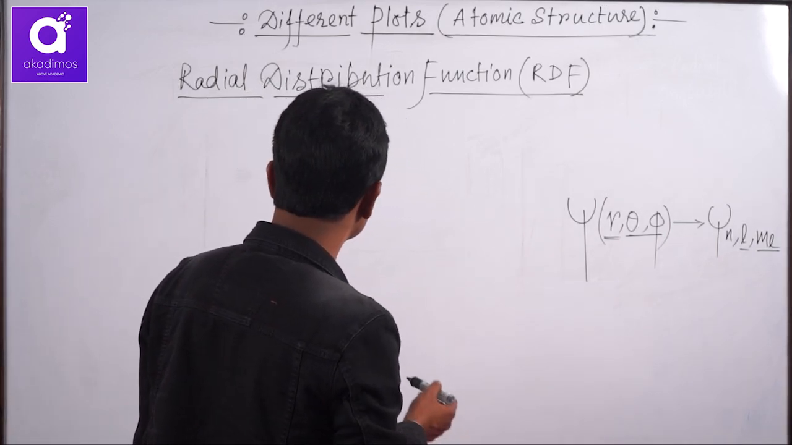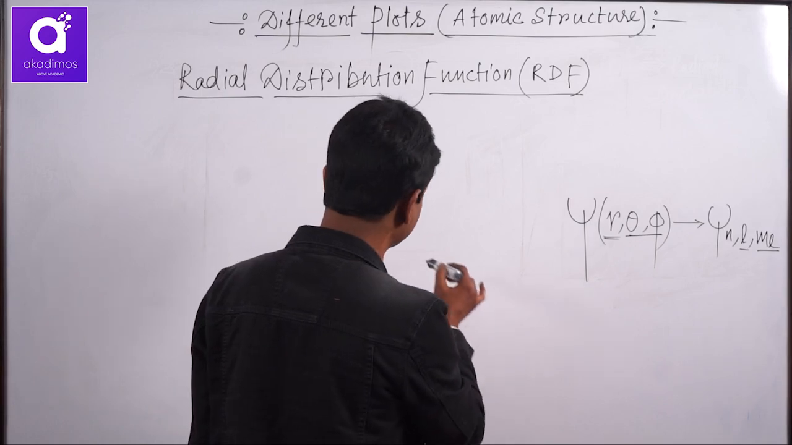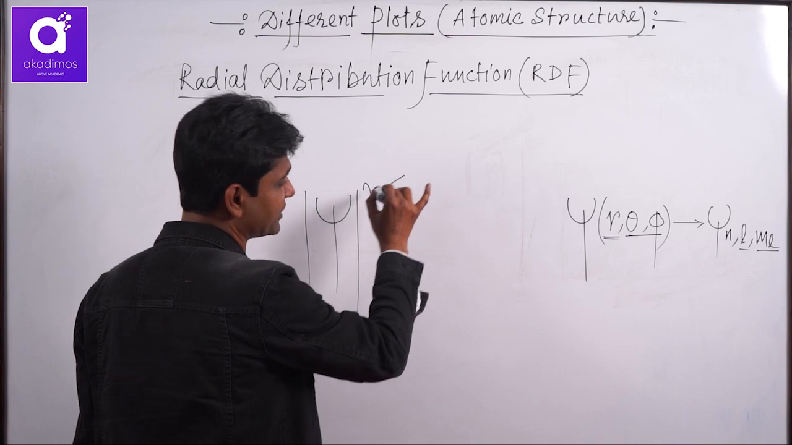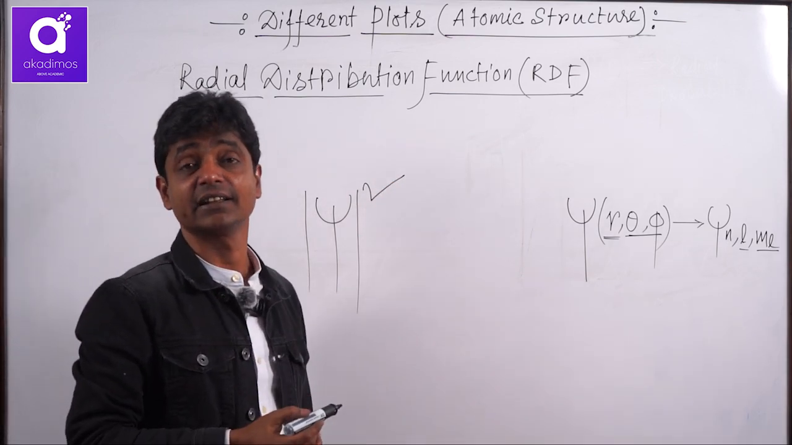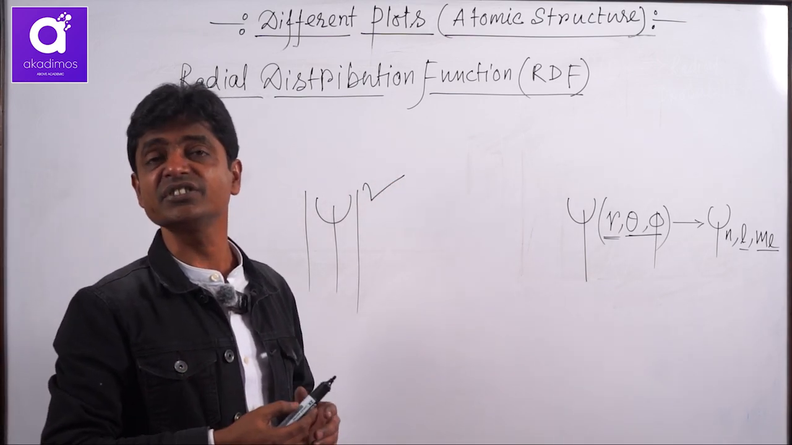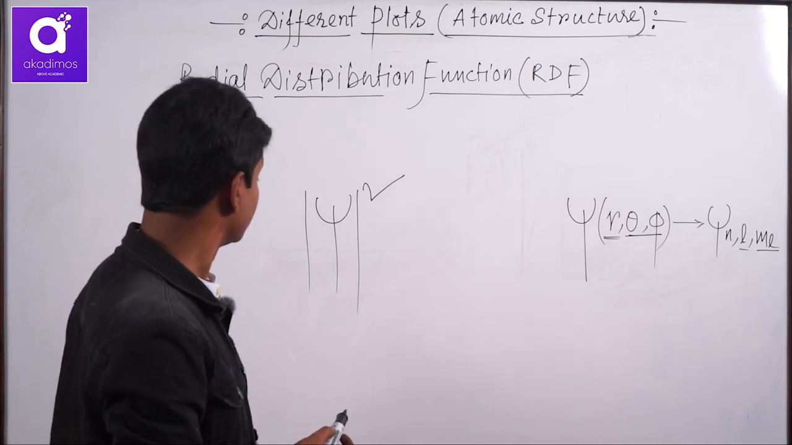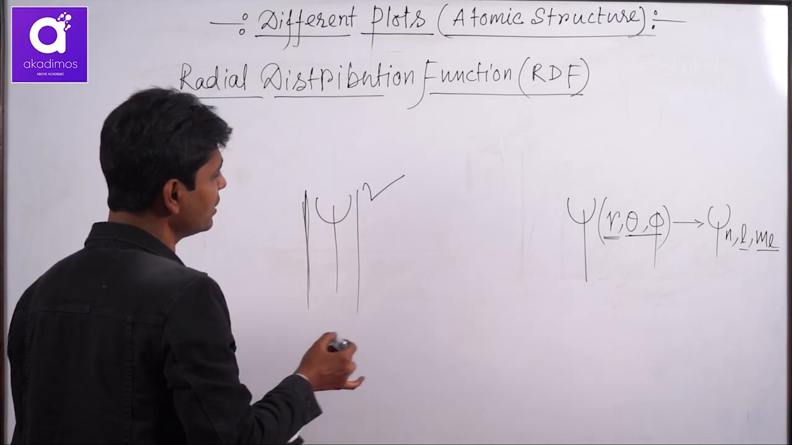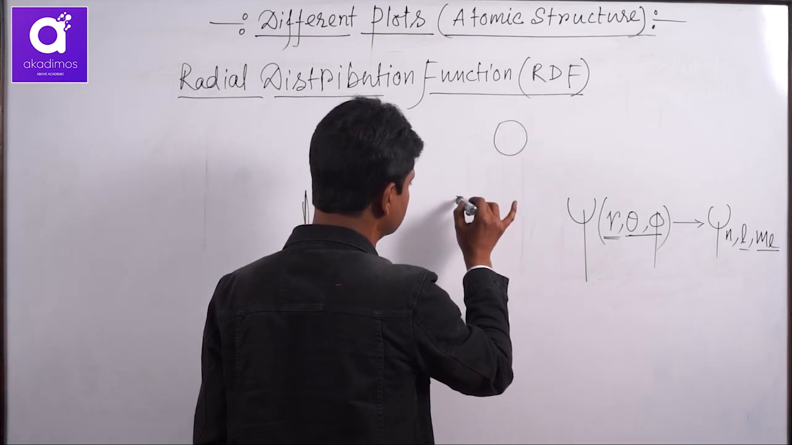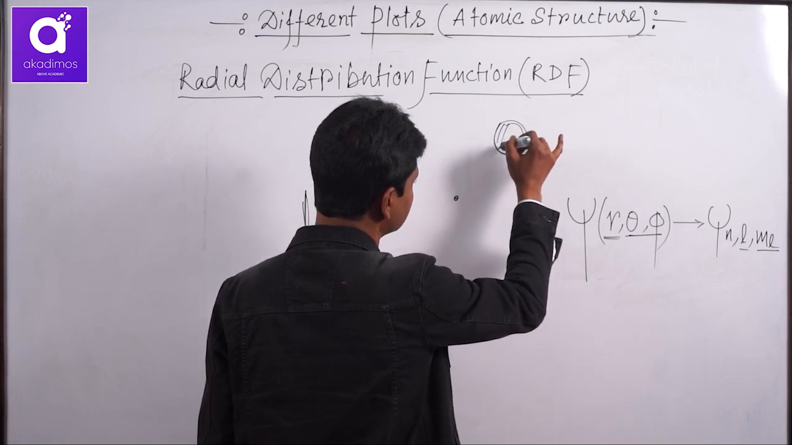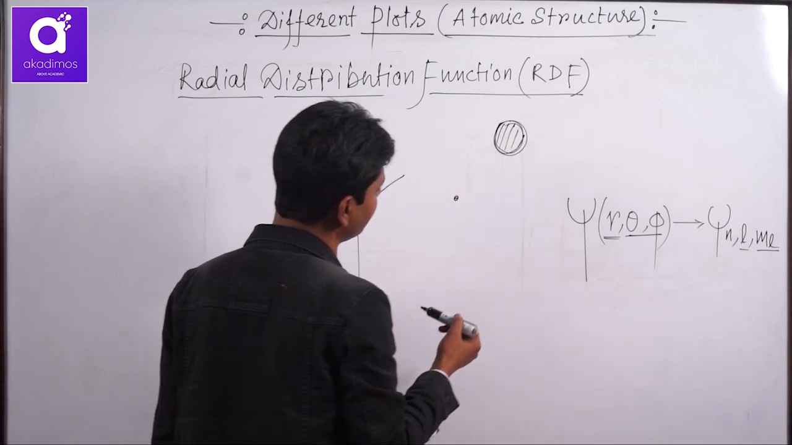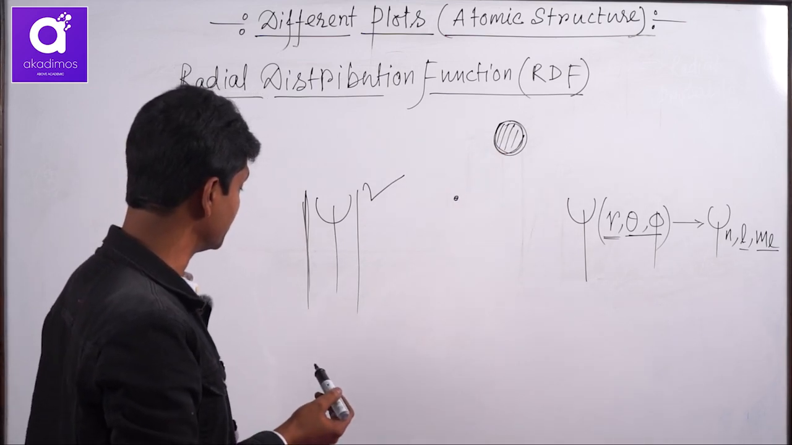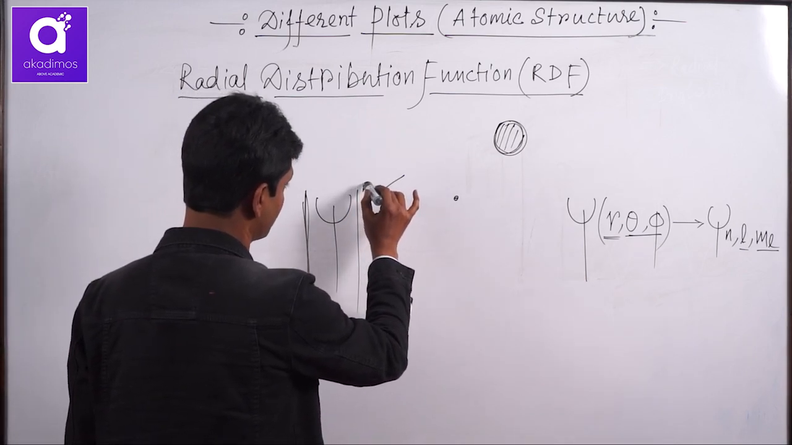Now, the square of this wave function has great significance. It represents the probability density of the electron. If I take a small region around the nucleus, what is the probability of finding the electron in this region? How will you do it? By using mathematics.